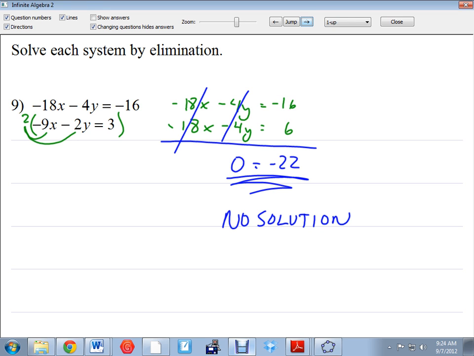Not all the time, whenever you only multiply one equation by a number, are you going to get no solution. It just happens to be in this case because both of the x's and the y's all canceled out. That is the reason why this ended up with no solution.